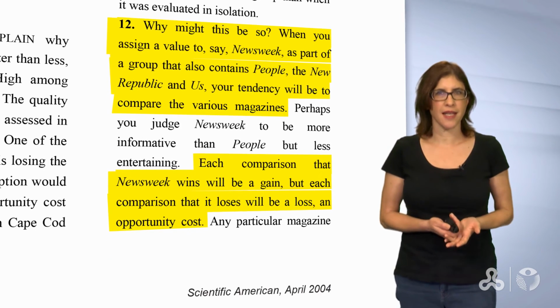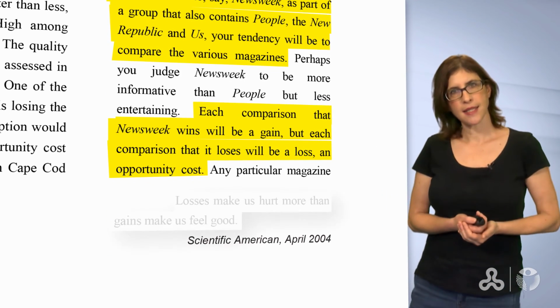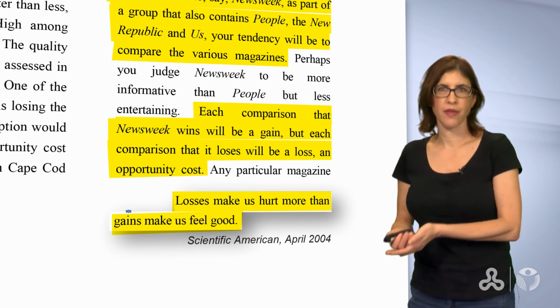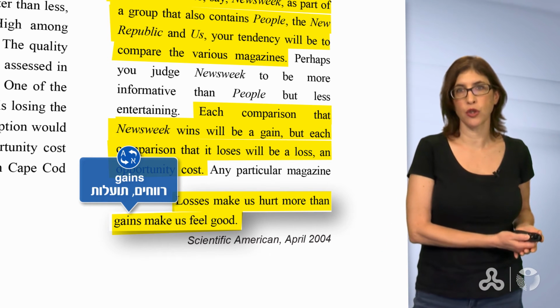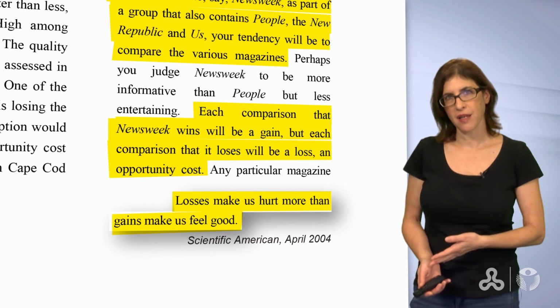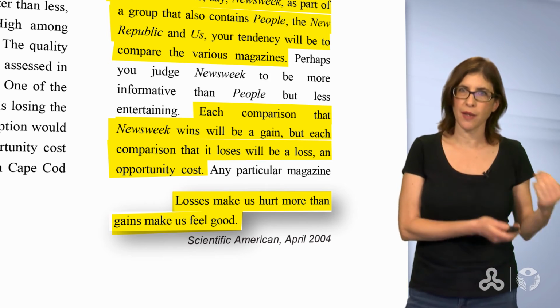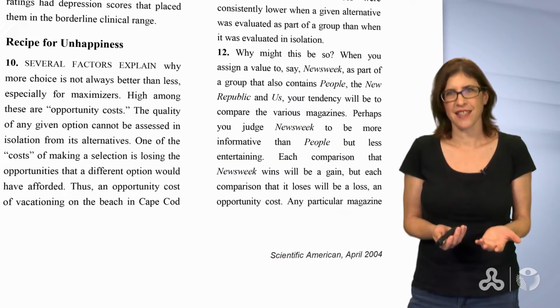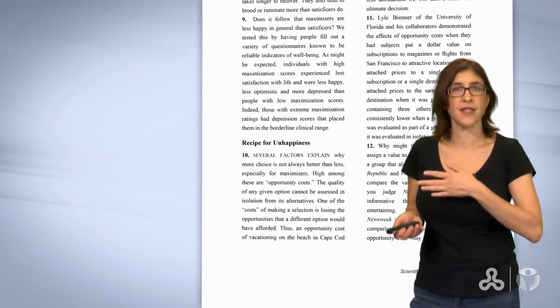Let's go to the last sentence. The last sentence says this: Losses make us hurt more than gains make us feel good. Interesting. So we remember the loss more.